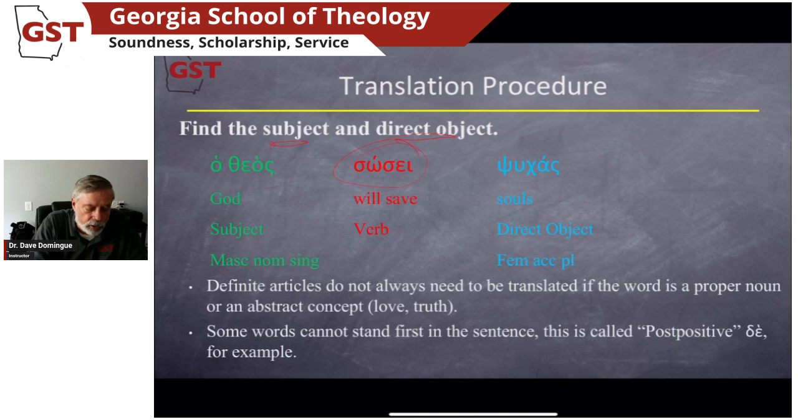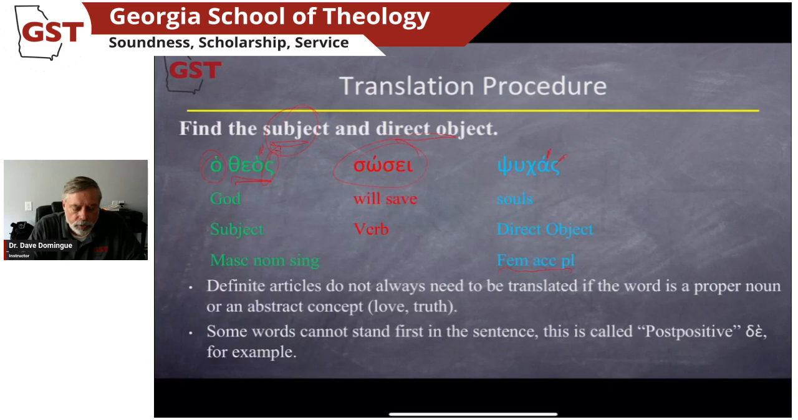Well, I know my subject is going to end in a sigma if it's a masculine word. And there I see it's an omicron connecting vowel. There's my article. That helps me tremendously. Ho is going to be a nominative, always a nominative case. And the word that's related to ho, the theos, must also be nominative. It is the subject. Direct object: this looks like a feminine word. Yep, so feminine accusative plural, right?